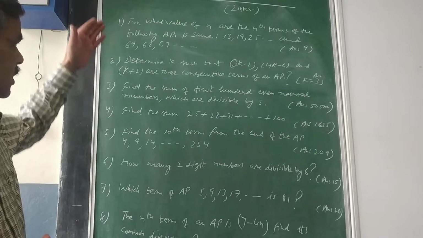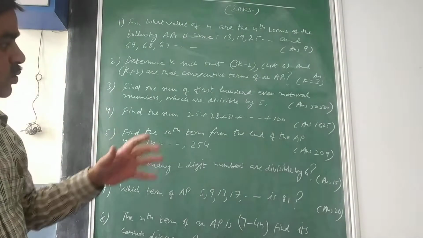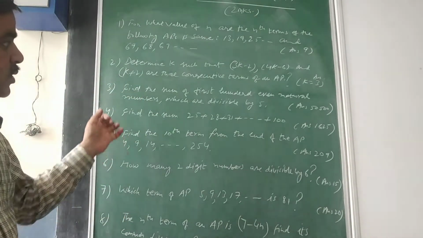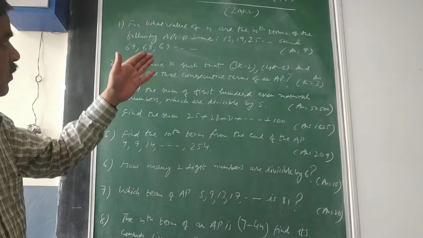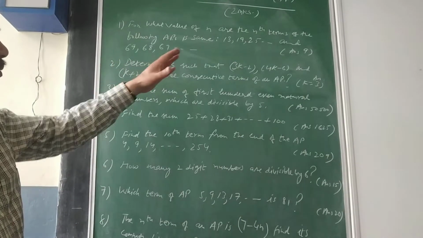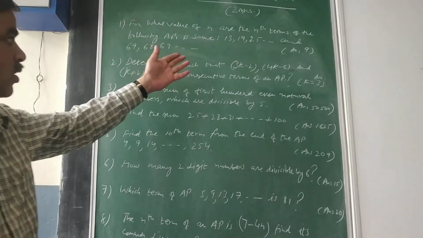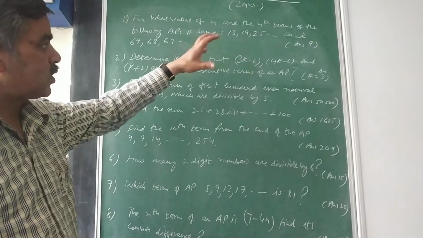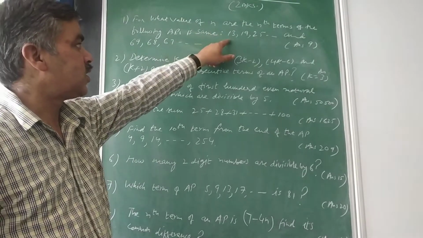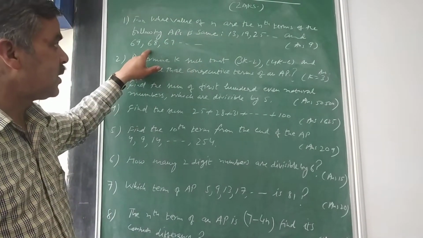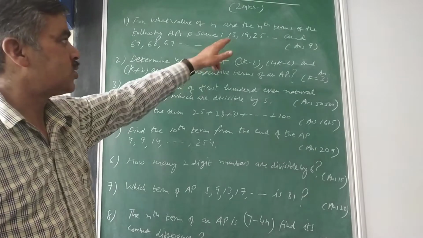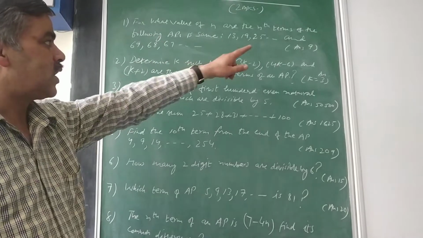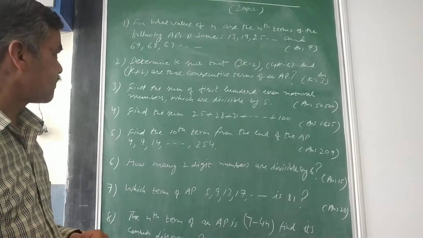So today's assignment, these 8 questions belong to section B. Quickly I will just recapitulate the topic based upon these questions. First: for what value of n are the nth terms of the following APs the same? This question is given in your textbook exercise also. You are given 2 APs. Assume the nth term and find the an of this and of the second AP, equate those equations, get the value of n, and check whether it is coming equal to 9.